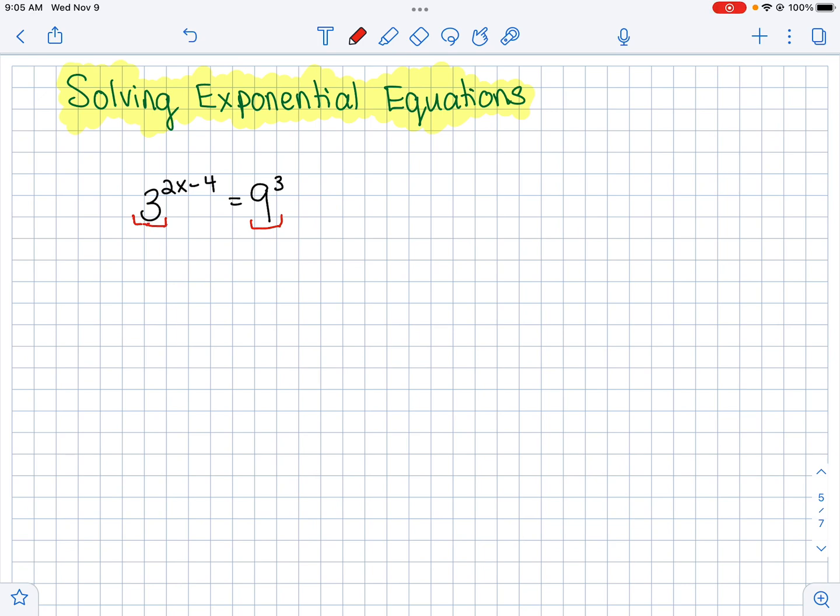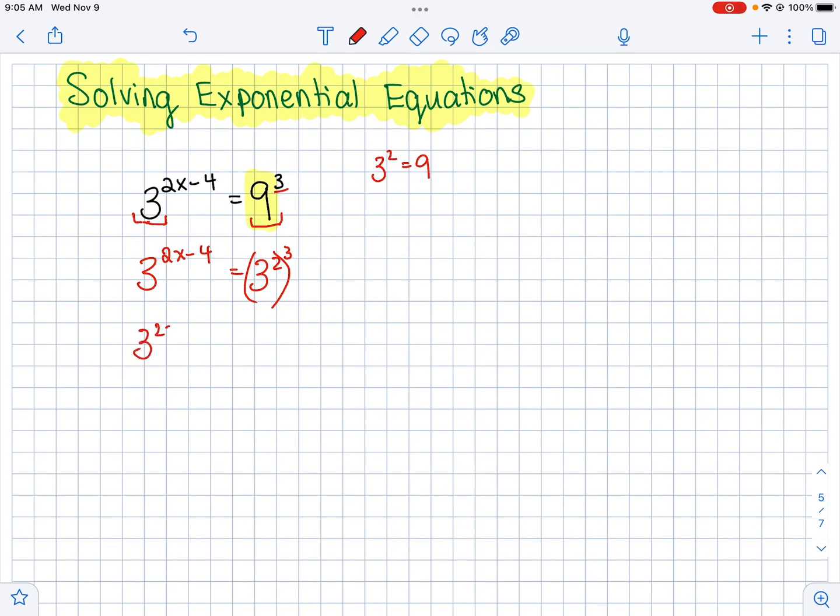So in my mind, I'm going to look at the bigger number, 9. How could I write 9 with a base of 3? I know 3 squared is equal to 9. So I'm going to replace this with 3 squared. So I'll get 3 to the power of 2x minus 4 equals 3 to the power of 2. That's my new 9. And it had an exponent of 3, so I have to keep that. And I'm just going to simplify it using the power of a power law. I'm going to make it 3 to the power of 6, because 2 times 3 is 6.